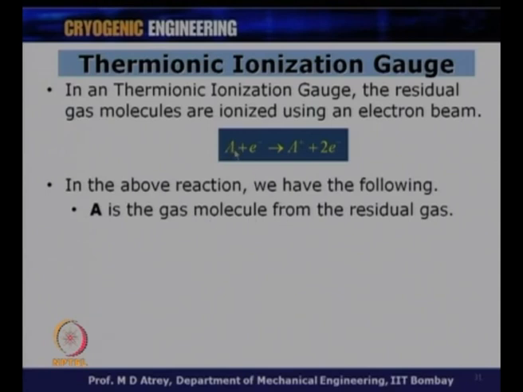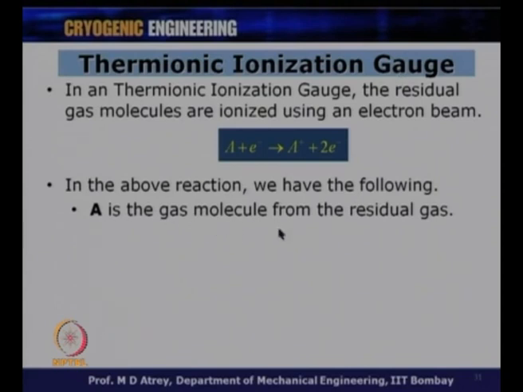So, A is a gas molecule which is hit by an electron, as a result of which A gets ionized to A plus, and you get 2 electrons. As soon as the electrons are bombarded on this gas molecule, you get ionized current: A plus and 2e minus. So, some ionization current will be generated as soon as the gas molecule A is bombarded with electrons, and this is the simple principle of the thermionic ionization gauge.